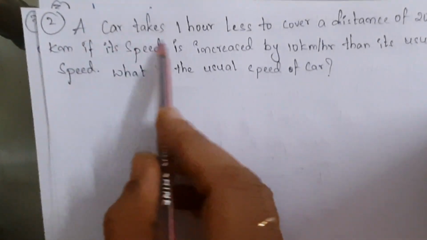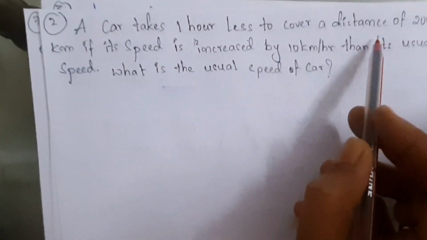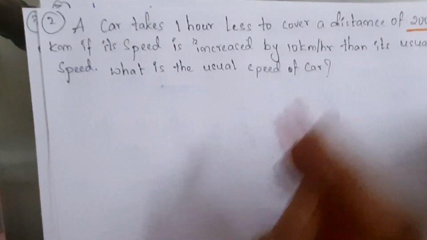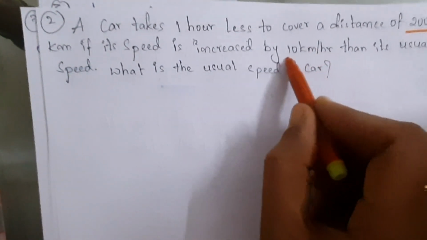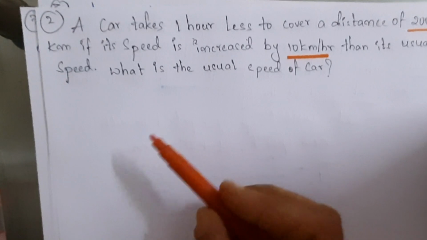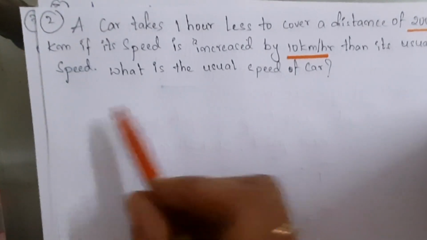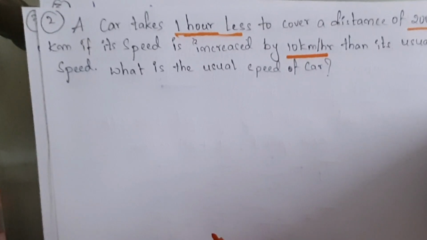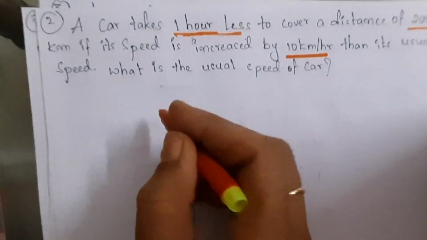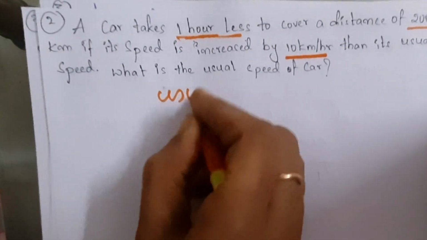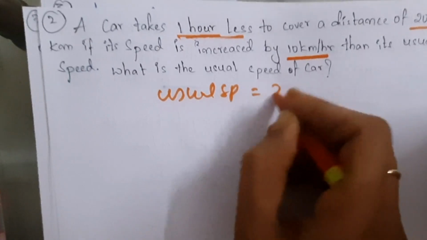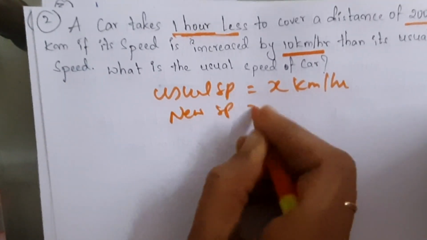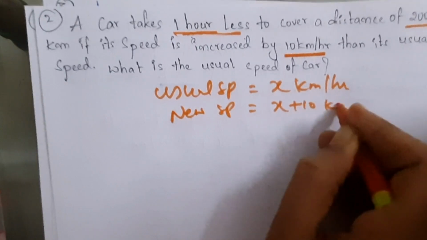Here it is given, a car takes 1 hour less to cover the distance of 200 km. So here the distance is 200, the speed is increased by 10 km over his usual speed, and he takes 1 hour less. So these three things are important for us. Here the usual speed is x km per hour and the new speed is x plus 10 km per hour.